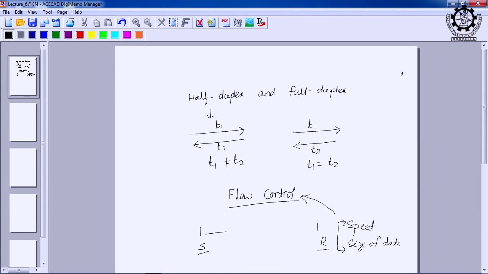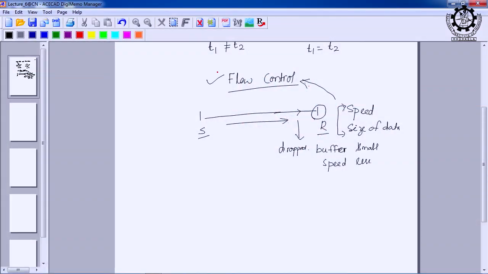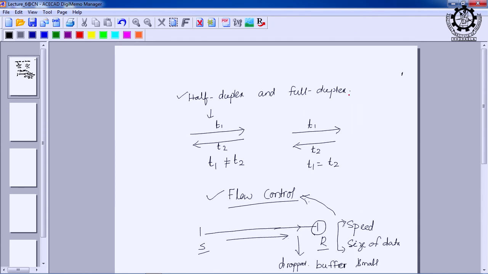Let us say the sender is a faster sender and it transmits the data to the receiver. The receiver is a slow receiver, or the receiver has a smaller buffer size. Either the buffer is small or the speed is less. In both the conditions, when the sender transmits the data, the receiver won't be able to handle or receive the data for processing. In that case, what will happen? The sender will go on sending the data and some of the packets or data will be dropped. So, we cannot have efficient communication if proper flow control is not maintained by the receiver as well as the sender. And this flow control mechanism requires half duplex and full duplex communication.